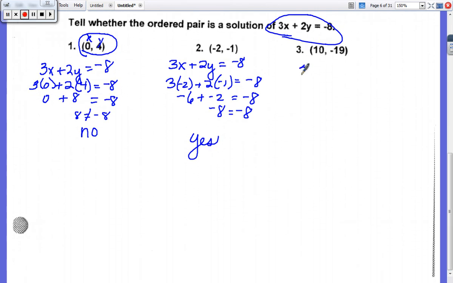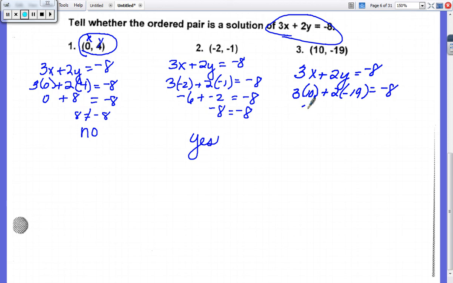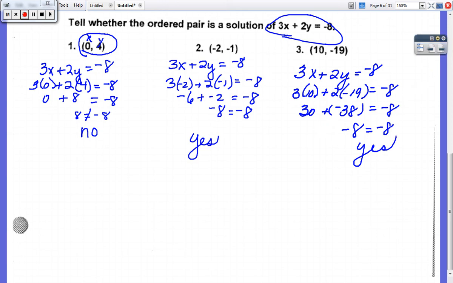We have 3x plus 2y equals negative 8. So we have 3 times 10 plus 2 times negative 19 equals negative 8. We have 30 plus a negative 38 equals negative 8, and this equals negative 8, and so does this, and so yes, that ordered pair is a solution of the equation. Okay, let's go to the next page.